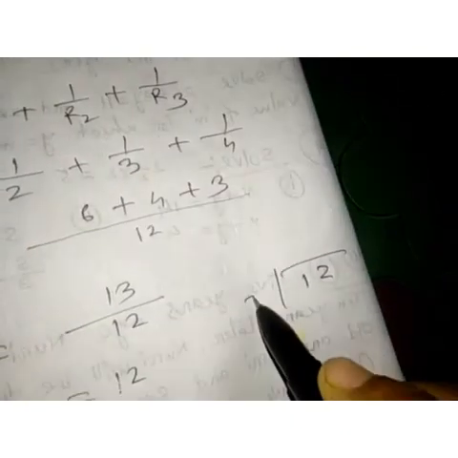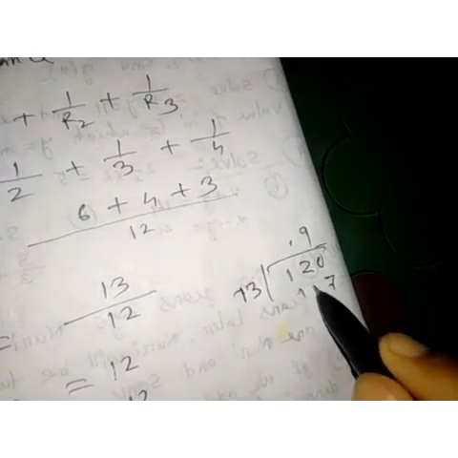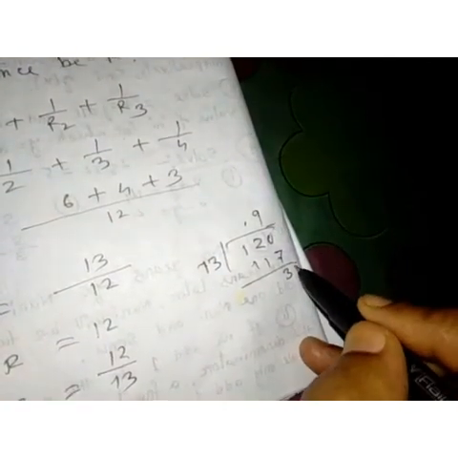Then 13 R equal to 12, R equal to 12 by 13. Then 12 divided by 13 gives, that means R equal to 0.92 ohm.